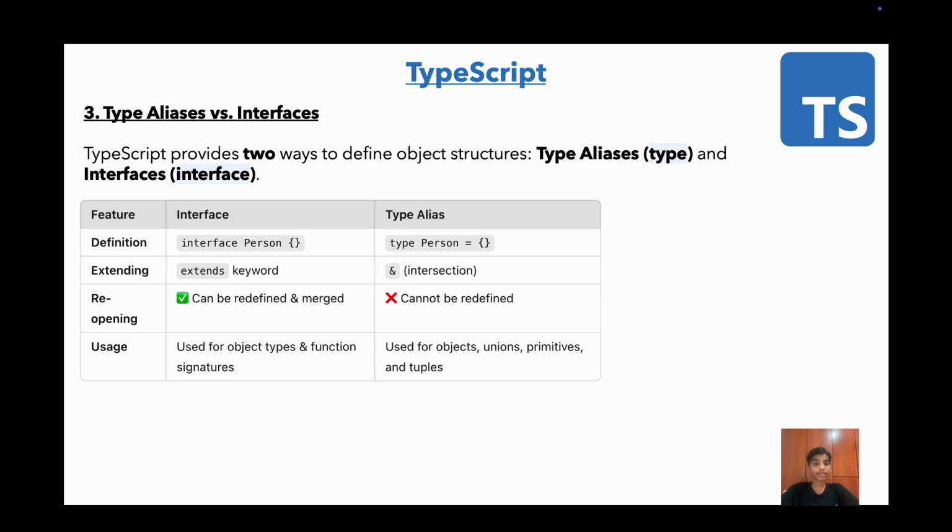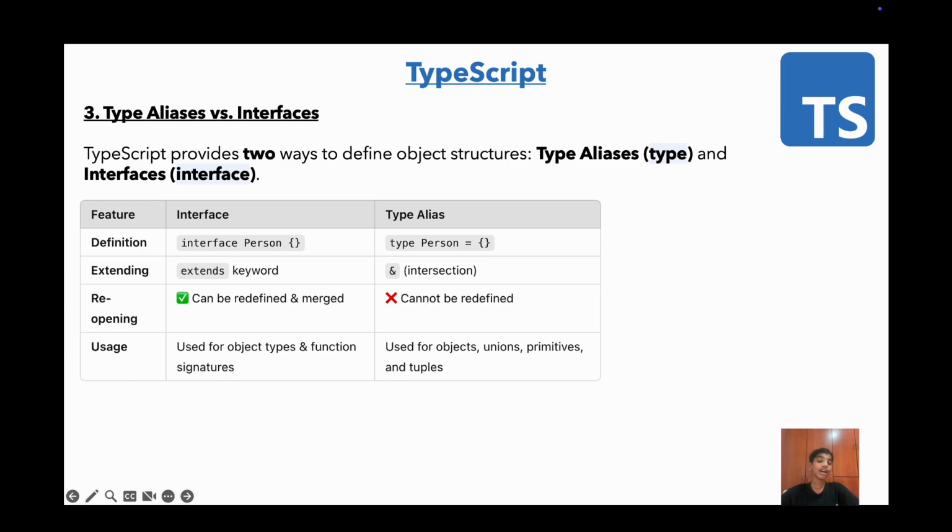Alright, so now let's learn type aliases versus interfaces. TypeScript provides two ways to define object structures: type aliases, which use the type keyword, and interfaces, which use the interface keyword. So here is the table on the cons versus pros for both of them. You define interfaces by saying interface Person then brackets, but for type aliases you say type Person equals brackets. Extending uses the extends keyword, but type aliases use the and, or intersection. Then reopening: interfaces can be redefined and merged, but type aliases cannot be redefined. Usage: interfaces are used for object types and function signatures, but type aliases are used for object unions, parameters, and tuples.